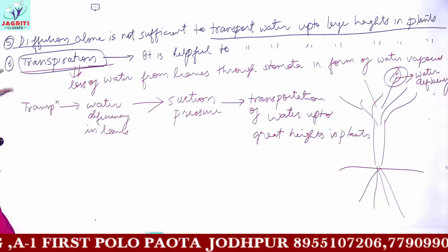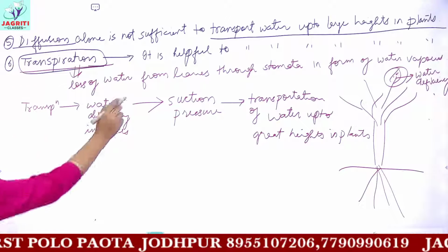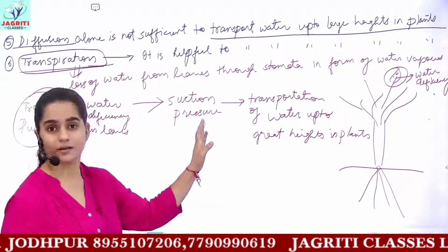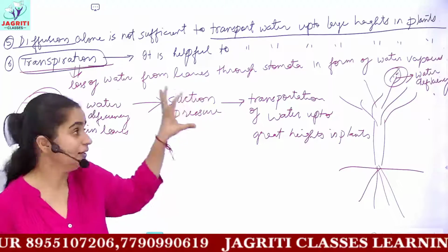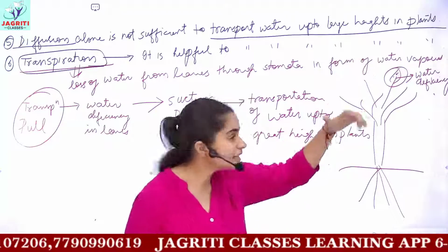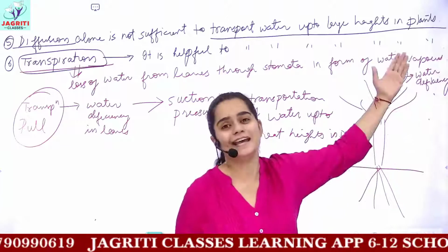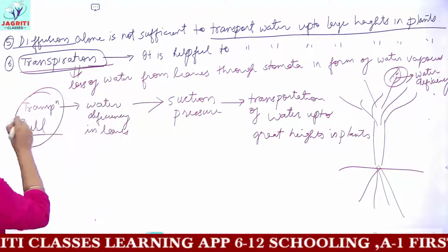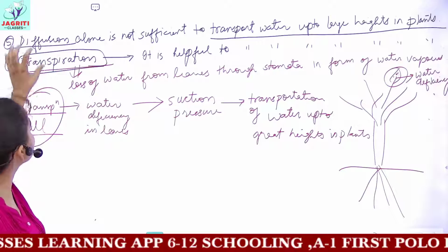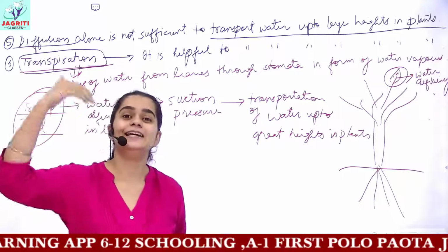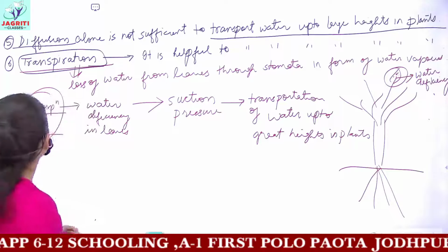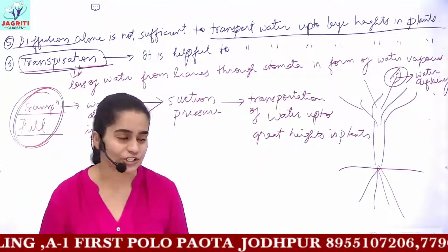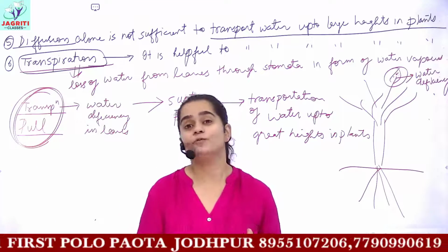This theory, that is transpiration, is also called transpiration pull. Because of this suction pressure, it pulls the water and makes it rise high above, against gravity. This is a very strong force. So this theory is called the transpiration pull theory, because diffusion alone cannot compensate the need to transport water up to large heights. Transpiration pull is the process required for water transportation. This was all about transportation of water.